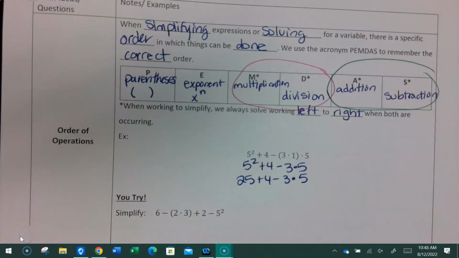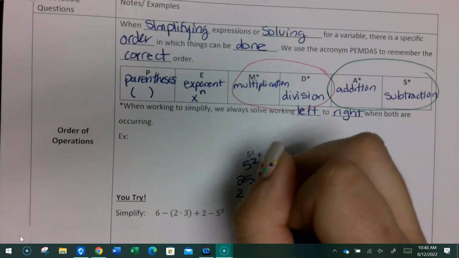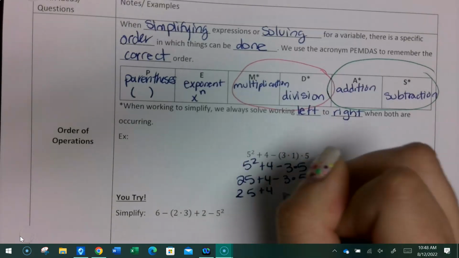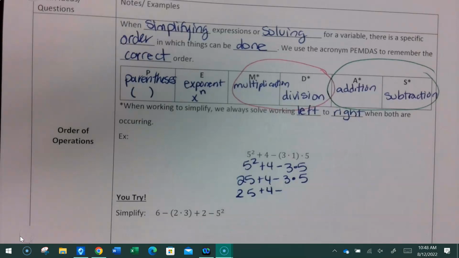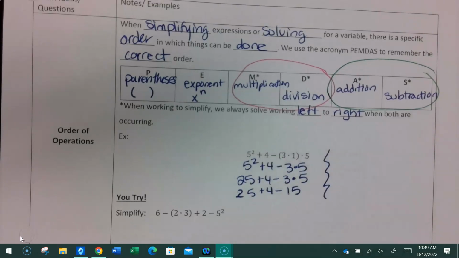Okay. So then. So what do I get there? You don't know 3 times 5? 3 times 5 is 15, bro. Oh. I didn't hear it. Anyway, and then we do addition. So I'm going to do the 25 plus the 4.